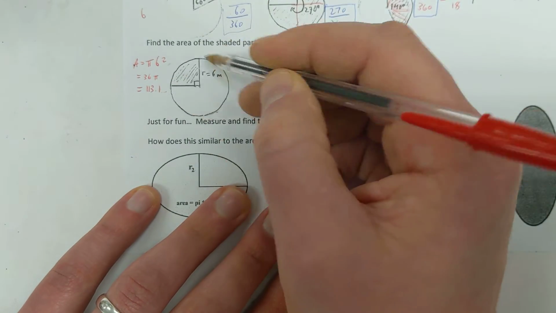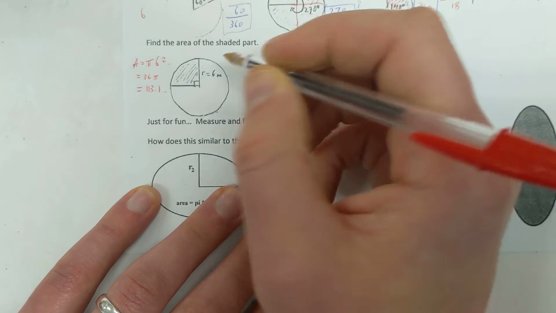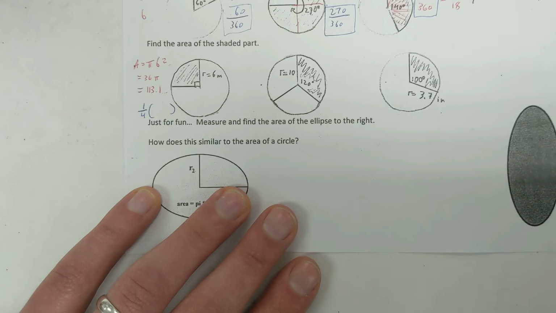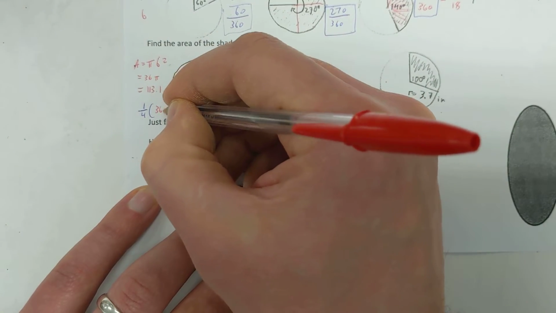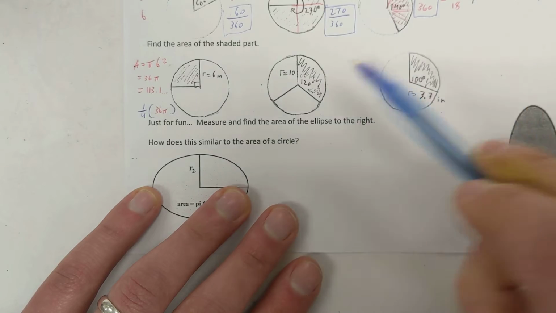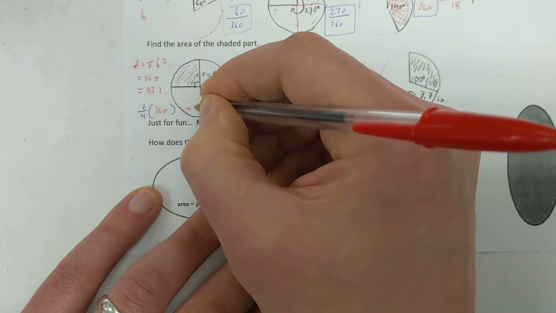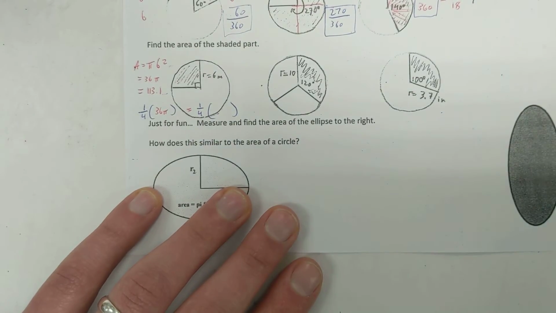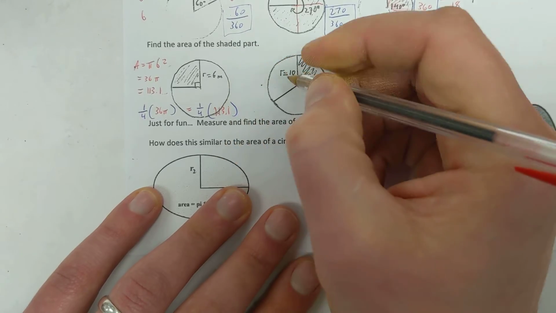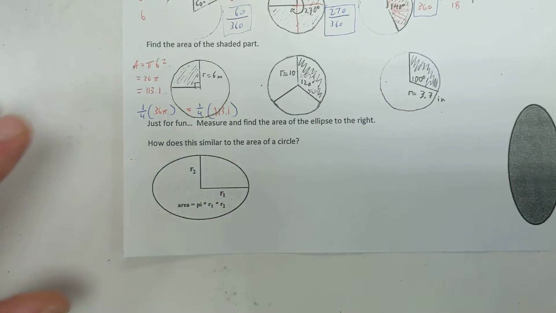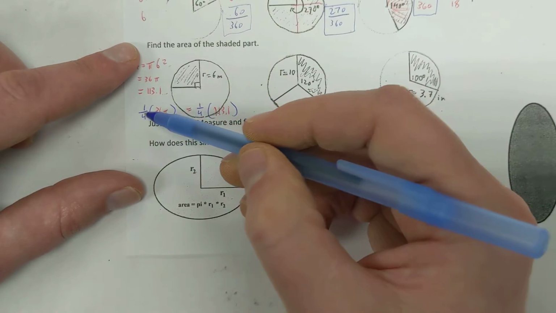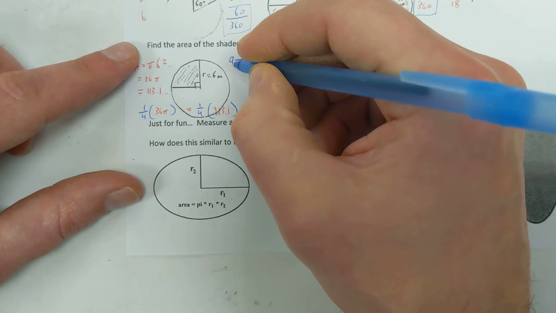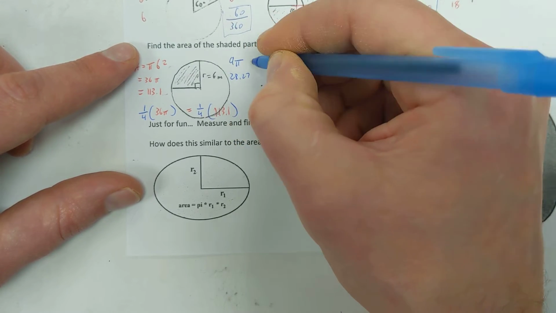Now, I don't want the whole circle, though. I only want 1/4 of it. So now what I'm going to do is 1/4 of 36 pi, or 1/4 of 113. And if I do that, well, let's see here. 36 divided by 4 is 9. So I should get 9 pi, which is 28.27.